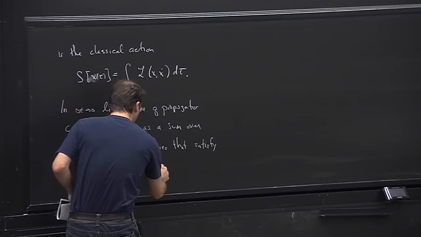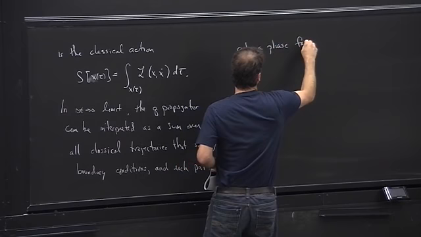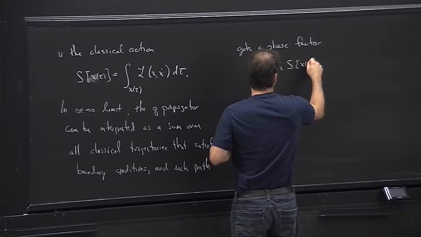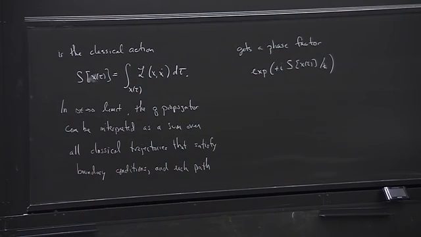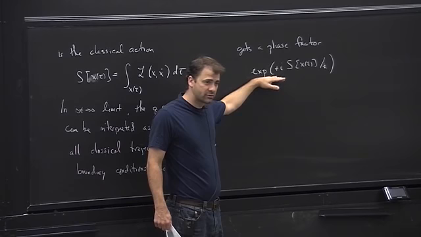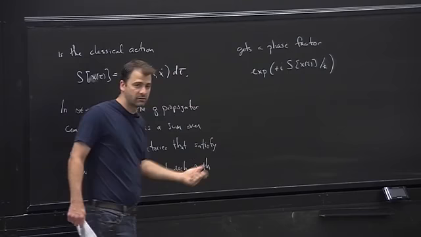And each path gets a phase factor. So we're summing over all trajectories, and each trajectory is going to be assigned a phase factor because this is a complex amplitude. And this phase factor causes interference between the paths. So you can have constructive or destructive interference depending on if the S for two different paths is the same phase factor or a different phase factor. So that attenuates the likelihood of that contribution.